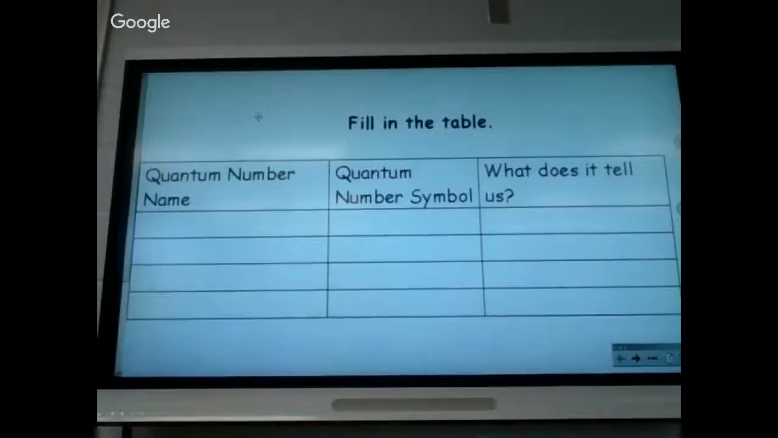Alright, so what are the names? Magnetic, orbital, ribbon, periodic. Alright, so the first one is principal. We'll do them in order. Principal, orbital, magnetic, spin. Alright, so what symbol should go to principal? N. Okay. Just please match them up.